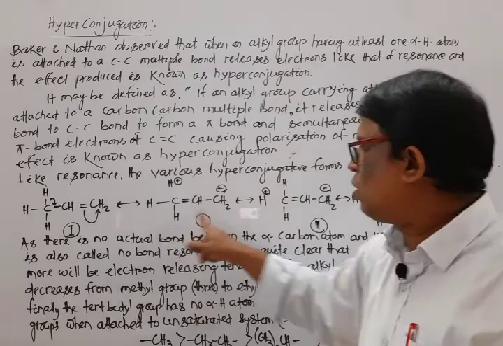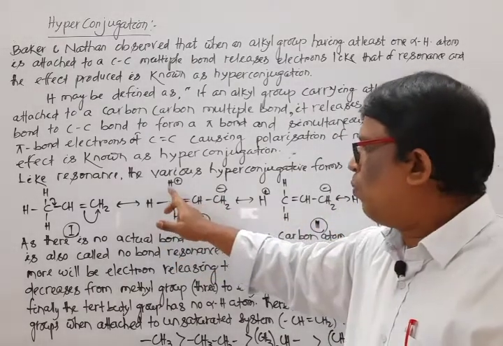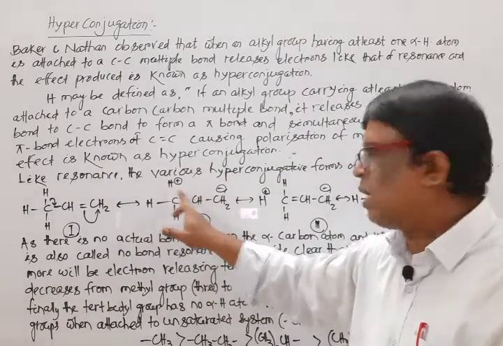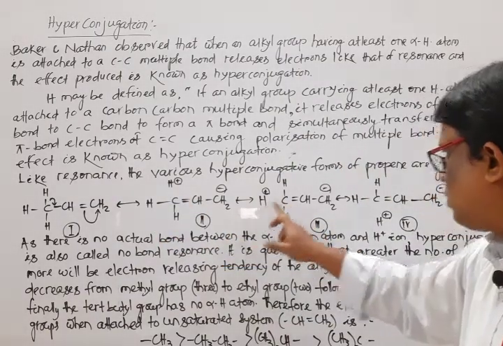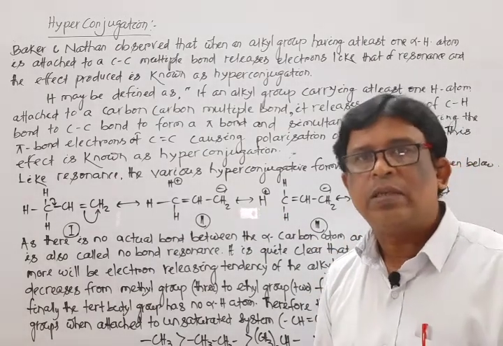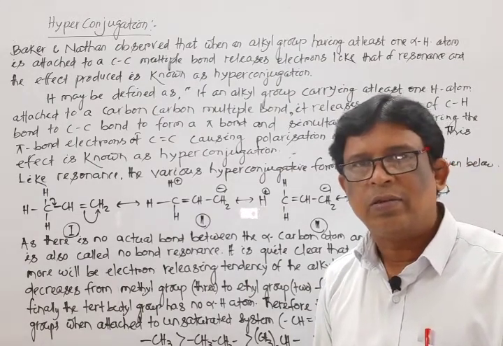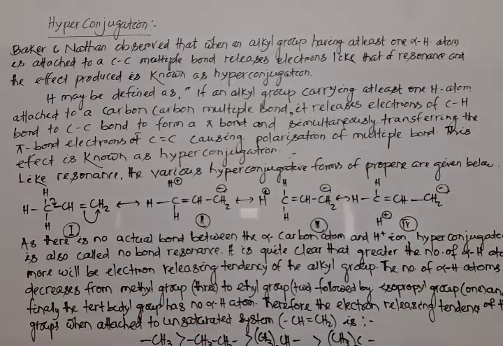In structure 2, structure 3 and structure 4, there is no bond between the carbon atom and the H plus ion. That's why this hyperconjugation effect is also known as no bond resonance. Okay, note down: as there is no actual bond between the carbon atom and the H plus ion, hyperconjugation is also known as no bond resonance.